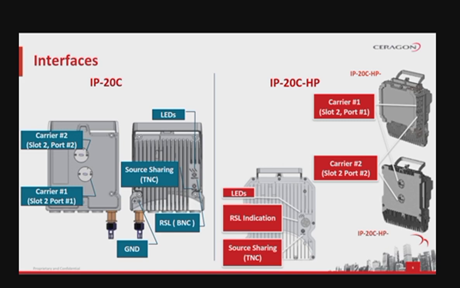The TNC source sharing interface is present in both units. This port is dedicated for MIMO setups, which is the connection between both nodes on the same site, for synchronization of the voltage control oscillator and reduction of phase noise. The RSL interface is connected to the received signal level measuring mechanism, which is used during the antenna alignment for easier alignment. The classical ip-20c version is running the voltage over a BNC connector, while 2 pins are used in the ip-20c high power version.